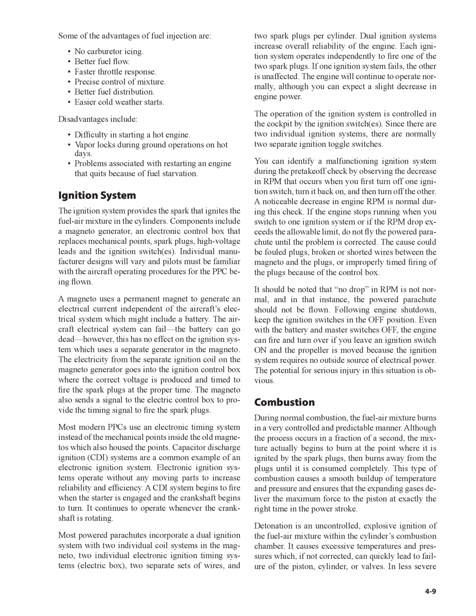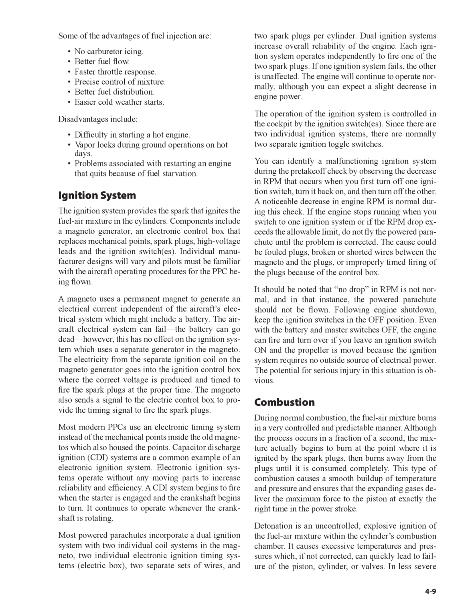Most powered parachutes incorporate a dual ignition system with 2 individual coil systems in the magneto, 2 individual electronic ignition timing systems, electric box, 2 separate sets of wires, and 2 spark plugs per cylinder. Dual ignition systems increase overall reliability of the engine. Each ignition system operates independently to fire one of the 2 spark plugs. If one ignition system fails, the other is unaffected. The engine will continue to operate normally, although you can expect a slight decrease in engine power.